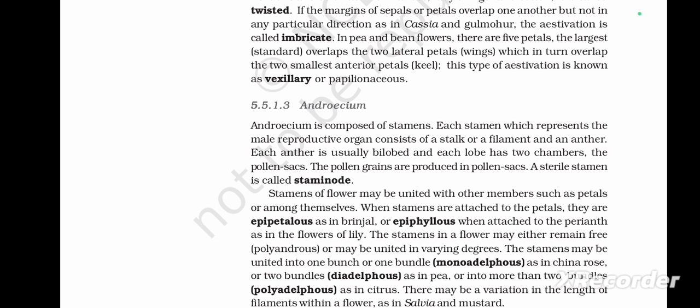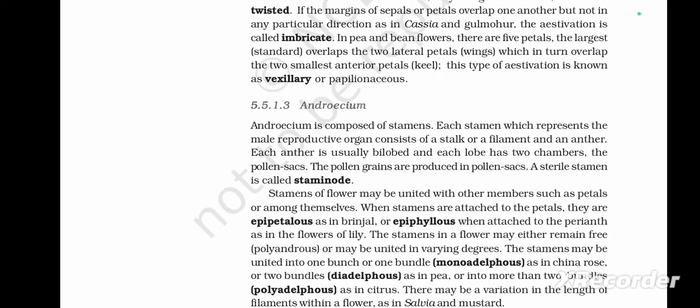Next, androecium. Androecium is composed of stamens. Each stamen, which represents the male reproductive organ, consists of a stalk or a filament and an anther. Each anther is usually bilobed and each lobe has 2 chambers, the pollen sacs. The pollen grains are produced in pollen sacs. A sterile stamen is called staminode. Stamens of flower may be united with other members such as petals or among themselves. When stamens are attached to the petals, they are epipetalous, as in brinjal, or epiphyllous when attached to the perianth as in the flowers of lily.